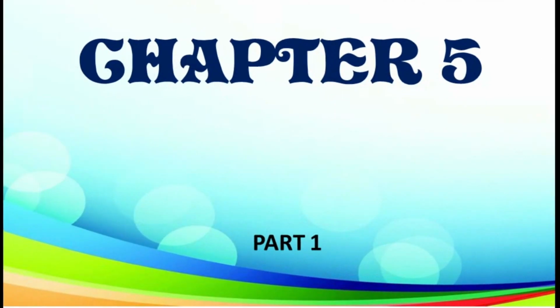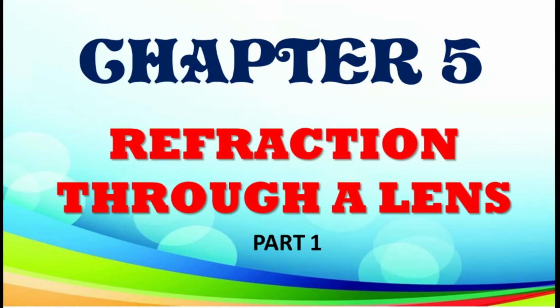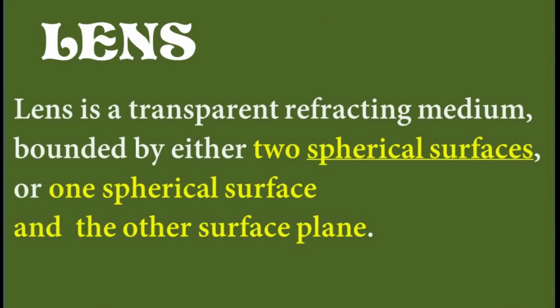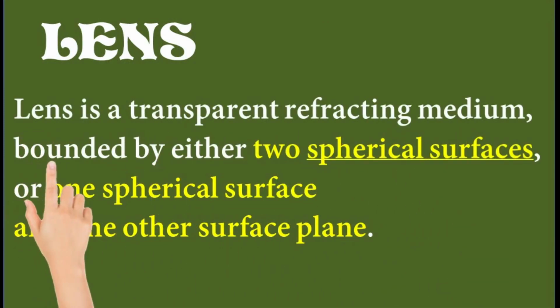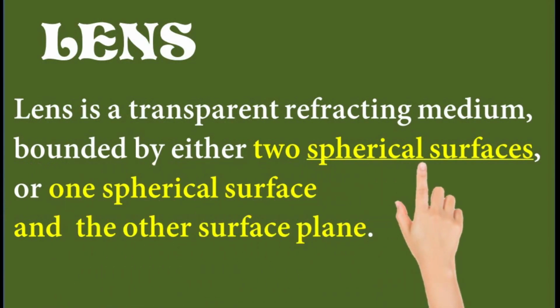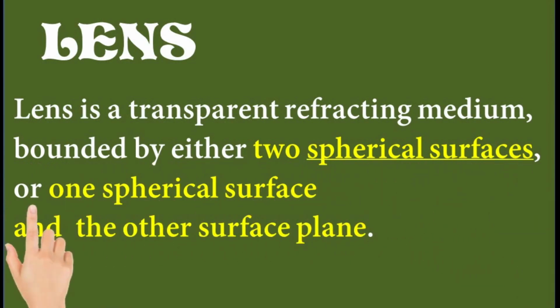Good morning everyone and welcome to the first part of chapter number 5, Refraction through a lens. Today let us study the basics about lens. Lens is a transparent refracting medium bounded by either two spherical surfaces or one spherical surface and the other surface plane.